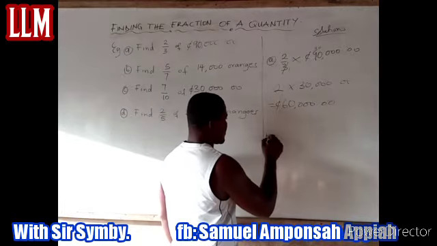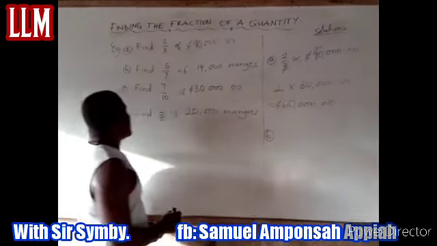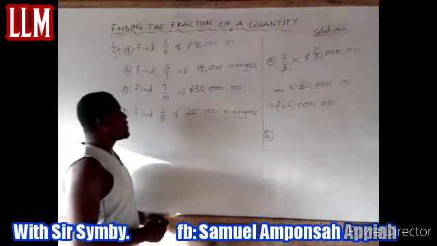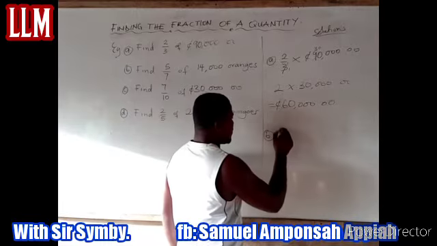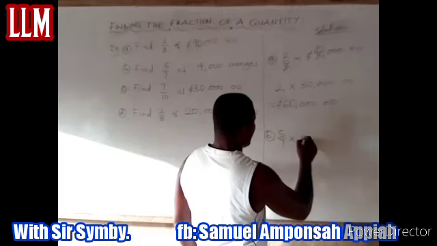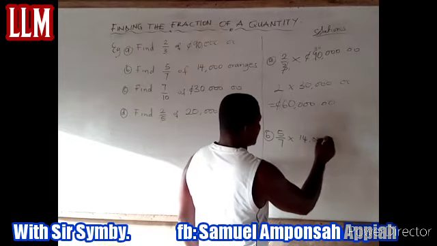B. We have the fraction to be 5 over 7. So we have 5 over 7 multiplied by 14,000 oranges.